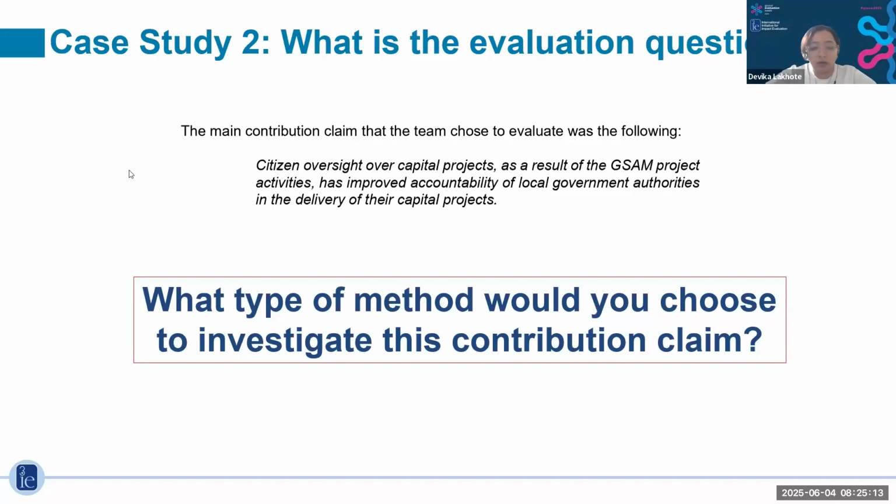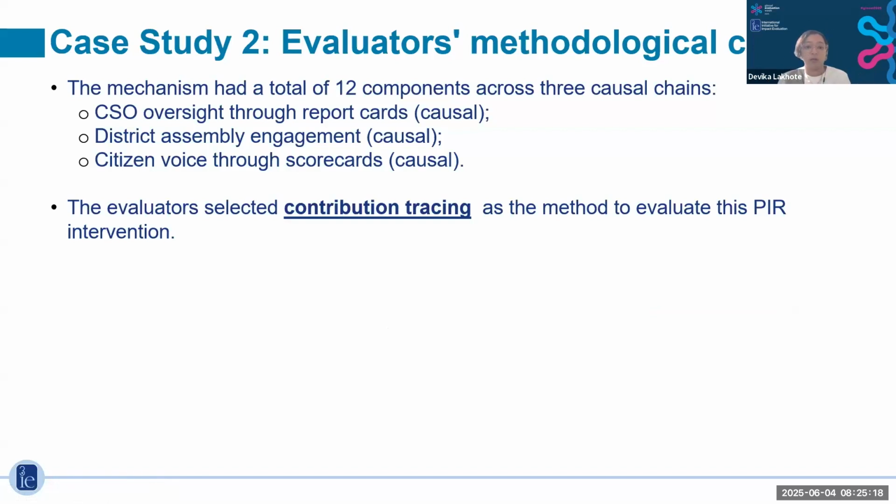So let me go back to the slide so we can see what the evaluators actually used in this case. So it turns out that the mechanism had a total of 12 components across 3 causal chains. There was CSO oversight through report cards, district assembly engagement, citizen voice through scorecards, and they selected contribution tracing, which is a combination of contribution analysis and process tracing as a method to evaluate this intervention.